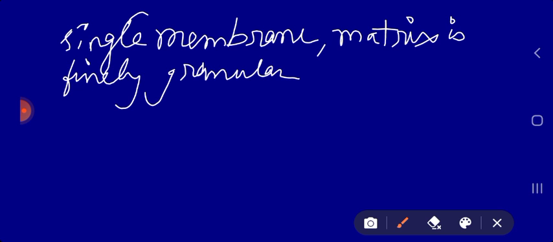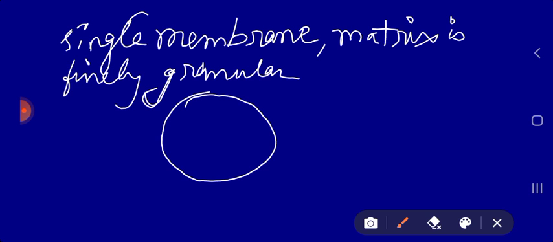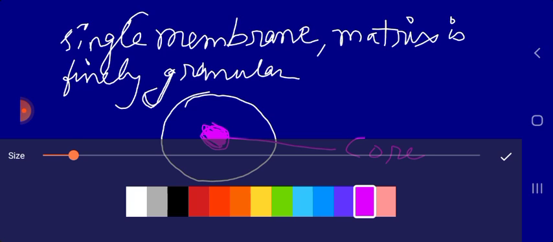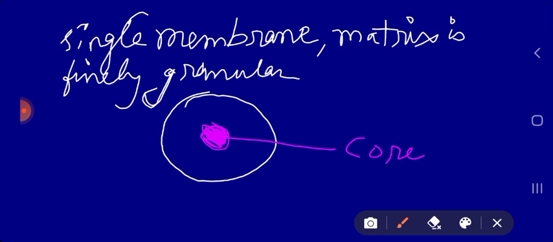Now glyoxysomes are somewhat similar to peroxisomes, which we will study next in this lecture. But the difference between peroxisomes and glyoxysomes is that glyoxysomes have a crystalloid core at the center. So if this is the glyoxysome, and if I use a different color, this is the central dense particle core. So a central core is found in the glyoxysome, and finally granules are also present, which I am representing in green color.